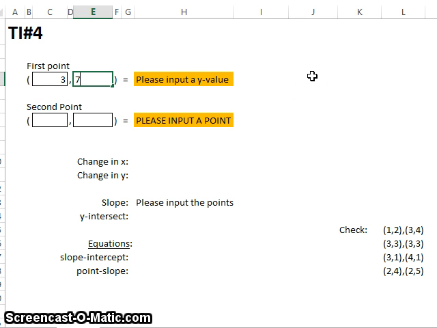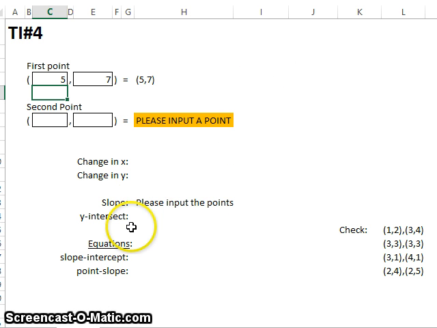So if we input like 7, then it'll show the point, but if we delete the 3, it'll say please input the x value. So it shows the point after, and then for the second point it still wants to input a point. And so what this spreadsheet basically does is it takes in the 2 points, calculates the change in x, the change in y, from there figures out the slope and the y-intercept and constructs the equations. So in the bottom right you'll see we have some points that we're going to check.